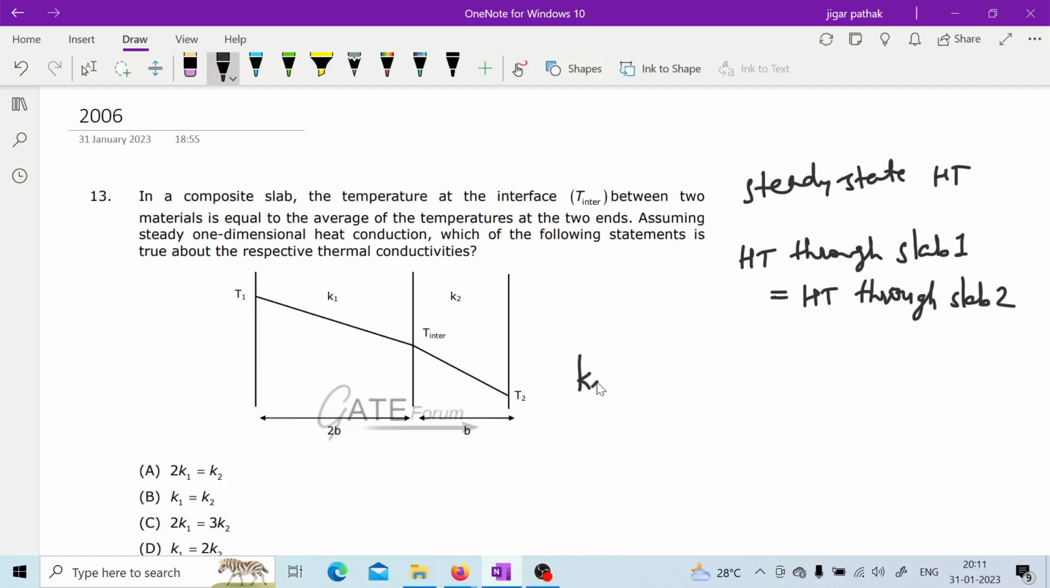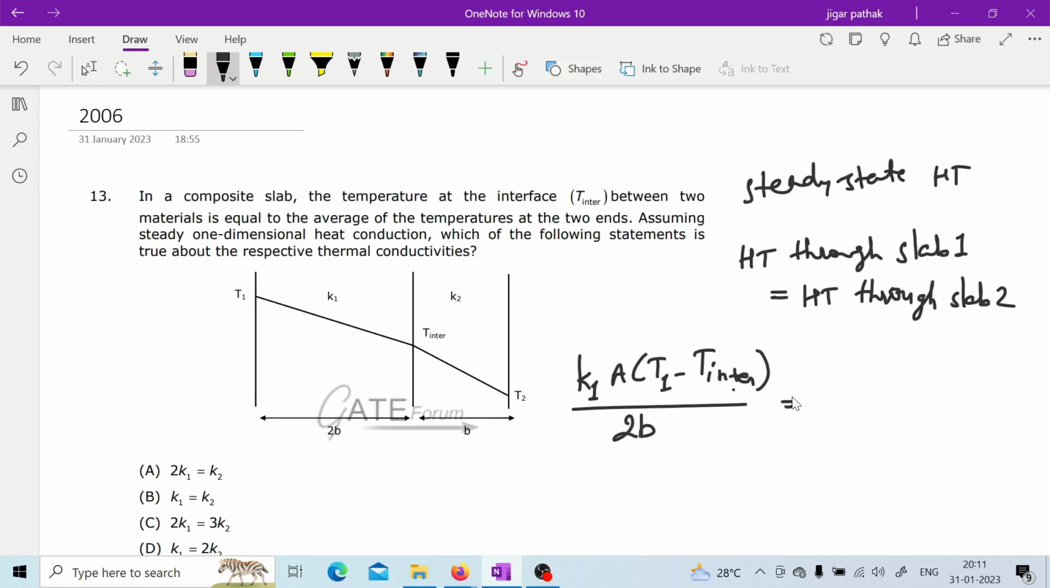So here K1A, T1, K1 equal to minus 2K2, sorry, K1 equal to 2K2. Okay, let us check. Yeah, it is correct. So let us check. K1A, T1 minus T, meter upon 2B.